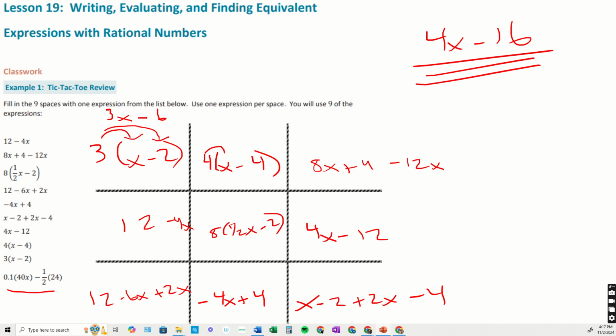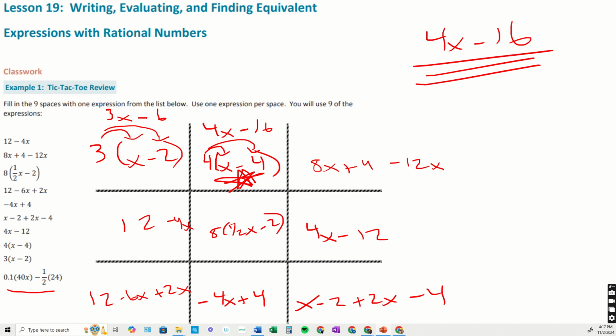We distribute here, so I have 4x, and then minus 4 times 4, so I'd get 4x, and 4 times negative 4 is negative 16. That does match this guy here, so instead of an x, I'm going to do a star just so we can clearly see it since we have X's and O's. So I'm going to do a star. Cool, so we got a star there.